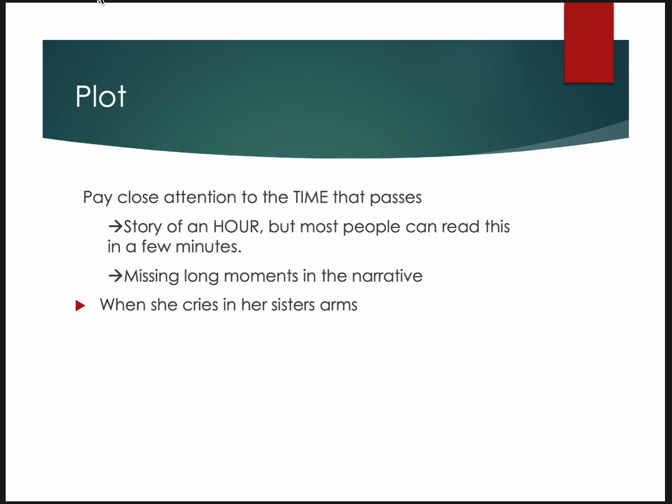So in this case, this is called a Story of an Hour, but you probably read it in about 8 minutes. We are missing long moments in the narrative. When she cries in her sister's arms and when she stares out the window, there are minutes that go by that are not narrated, that are just lost from the narrative. So as much as our plot and story line up, they're not a direct one-to-one. So that does tell us something about how compressed the time is, how quickly things seem to happen.